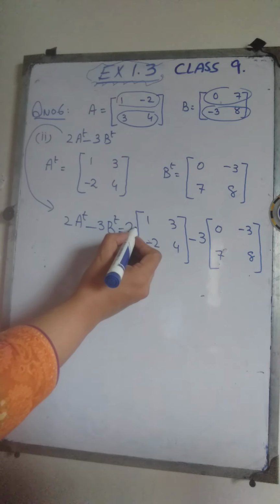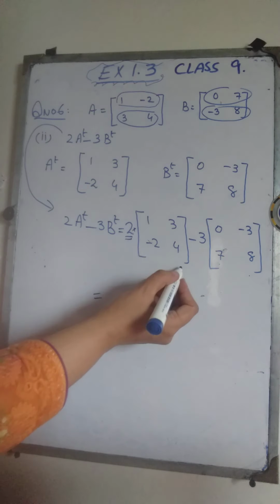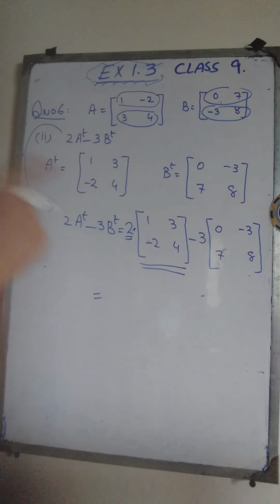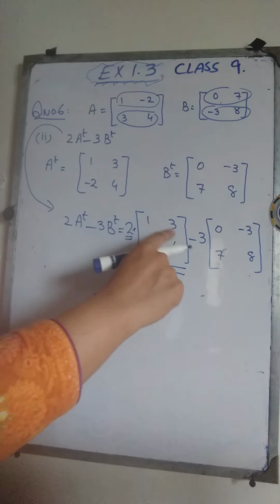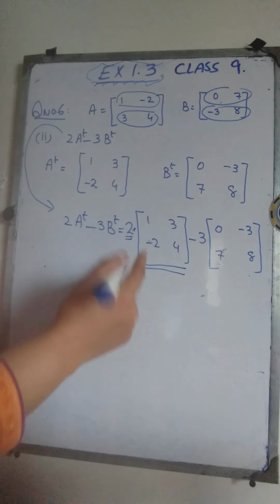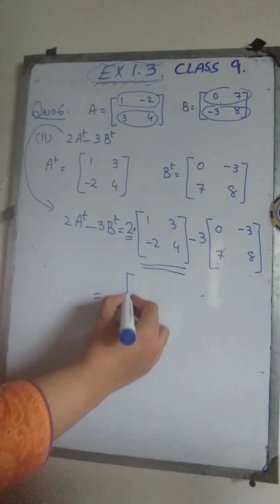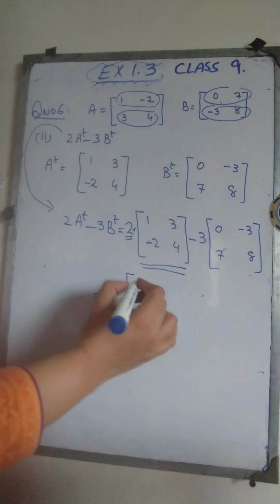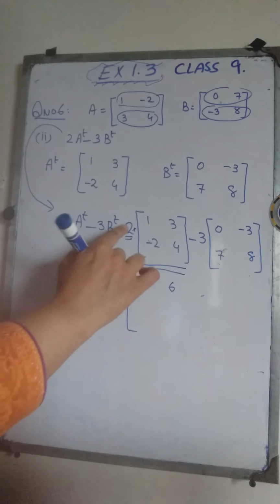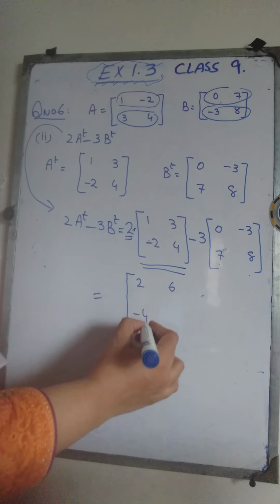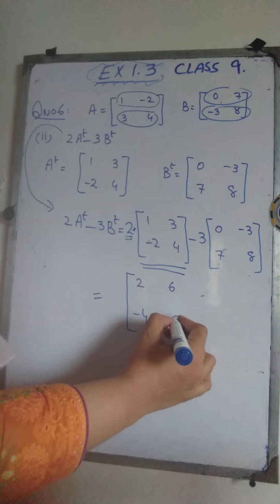Here we have to do a scalar multiplication because we have a number which is to be multiplied with a matrix. Number multiplication with matrix. How do you do it? You simply multiply the scalar with each and every element of the matrix. Okay, 2 into 1 will be 2, 2 into 3 will be 6, 2 into negative 2 will be negative 4, 2 into 4 will be 8.